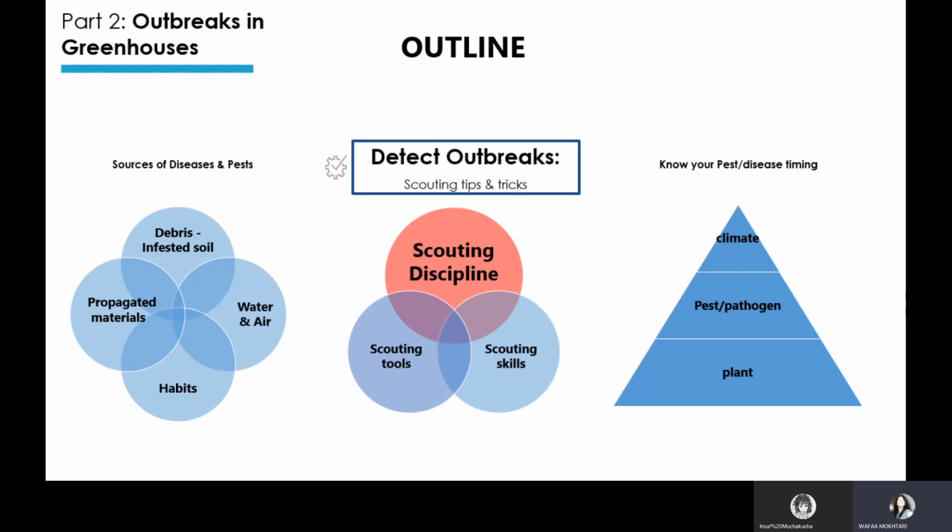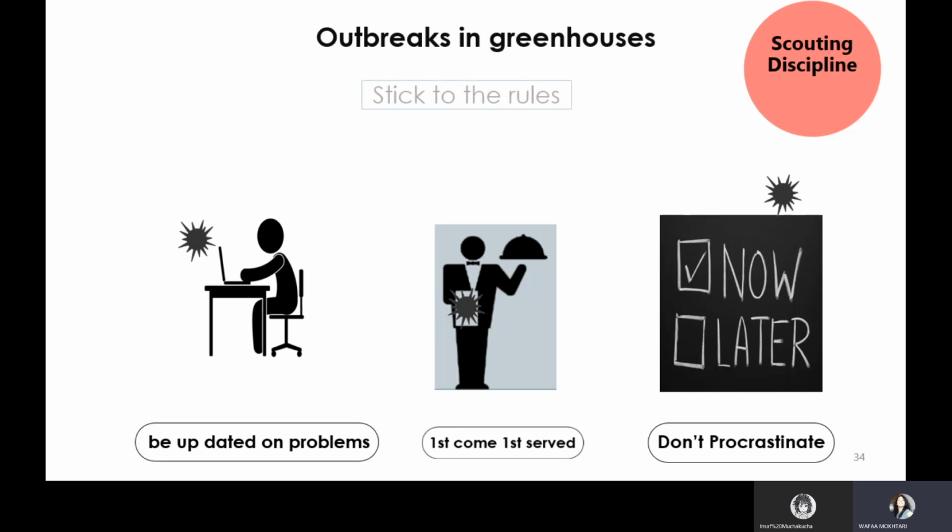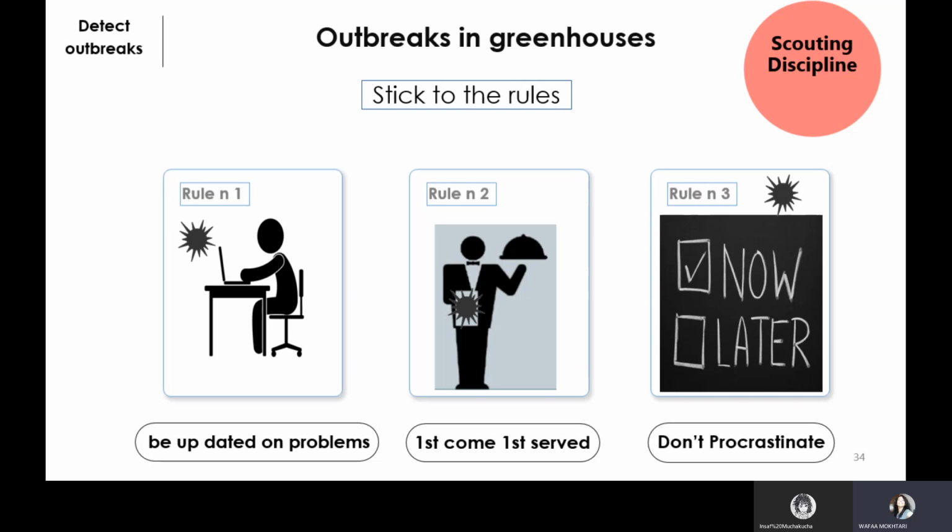How to detect outbreaks? You should have scouting tips and tricks. First, let's talk about discipline. You should stick to the rules. Some of the rules you should have in your head. It is like discipline. It's like sports. If you do sport every day, you will learn to do it like this. It will be easy after some time.